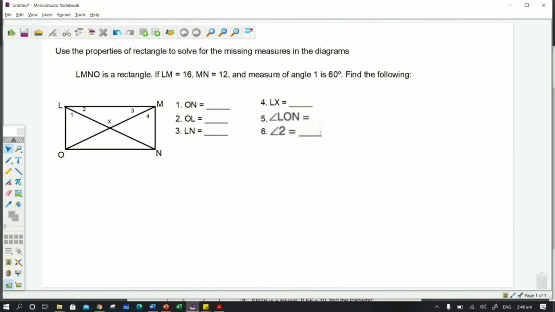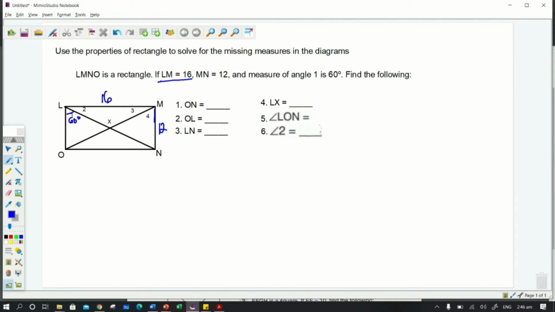So para makuha natin si side ON, first is kailangan natin i-label yung ating measures ng mga sides. So given dito is LM, which is equal to 16. So this one, side LM is 16. And we have side MN, which is this one. The measure is 12. Then we have angle 1, which is 60 degrees. So ito si angle 1, which is 60 degrees. Now here, pwede na nating masagutan si side ON.